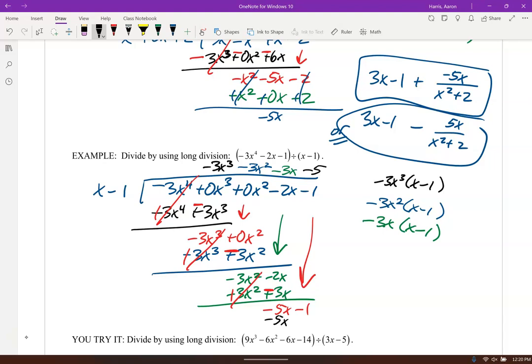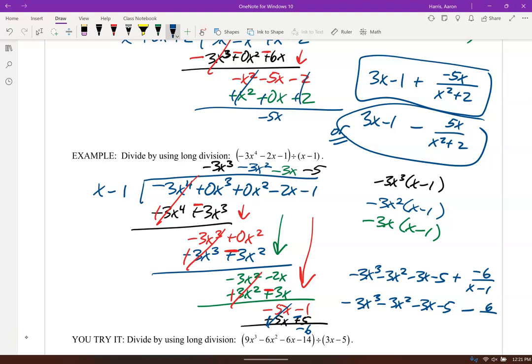Negative 5 times x, negative 5x. Negative 5 times negative 1, positive 5. Change those signs. Change. Negative 1 minus 5, negative 6. There's our remainder. So the answer is the quotient plus remainder over divisor. Either of those forms is fine. Okay? Either one. Correct.